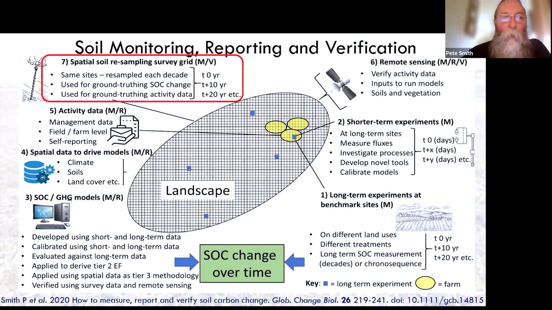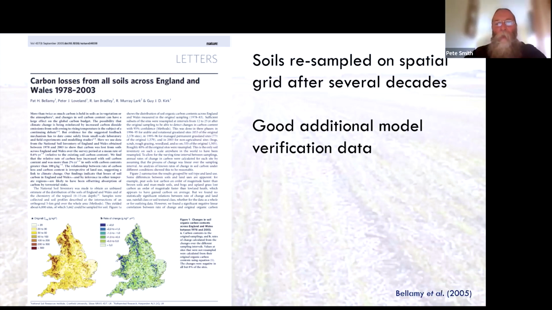And lastly, there's the spatial soil sampling data set, which is undertaken by many national governments, national soil surveys, where there are repeat samplings. So sampling maybe 25 years ago, and we go back today or next year, and we see how those things have changed over time. A great example was the soil survey in England and Wales, and this paper published by Pat Bellamy and colleagues way back in 2005, which was looking at resampling data to try and determine if there'd been any change in soil organic matter or soil carbon over those 25 years. So these repeat samples over long time scales can give us excellent verification data, which we can use to test our system.